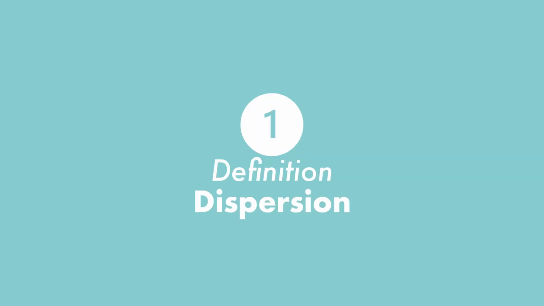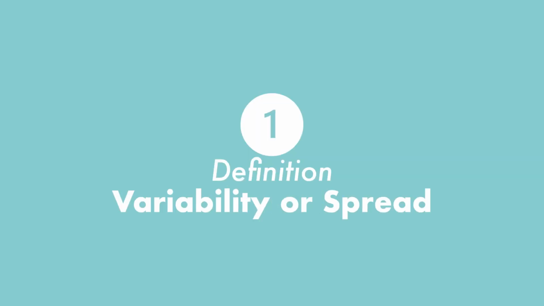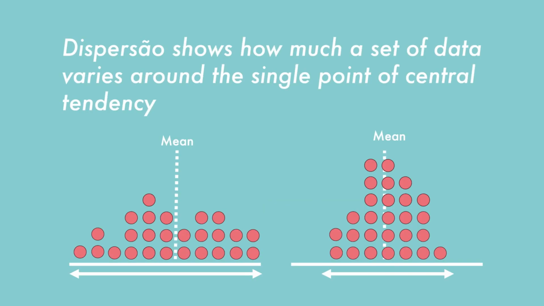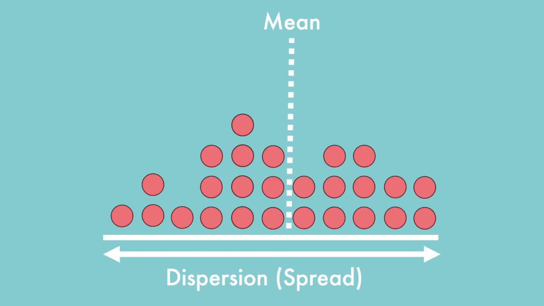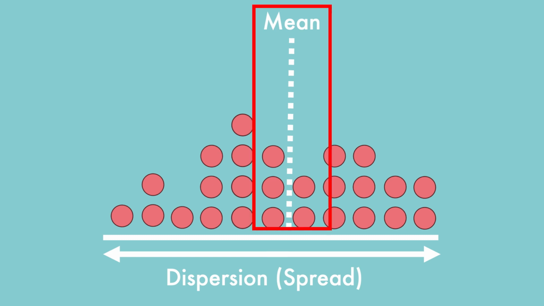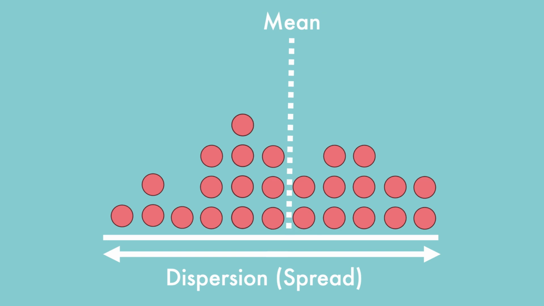In statistics, dispersion, also called variability or spread, shows how much a set of data varies around a single point of central tendency. If you remember correctly from the first class, the central tendency tries to find the middle point. Therefore, the dispersion attempts to compute how spread out the data is around this typical or average point.